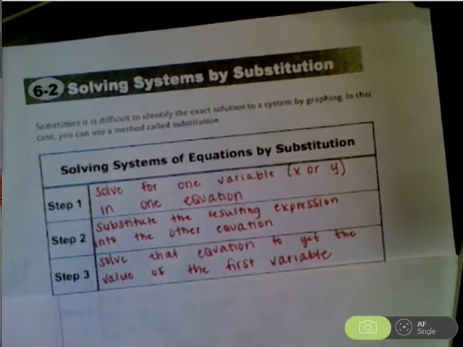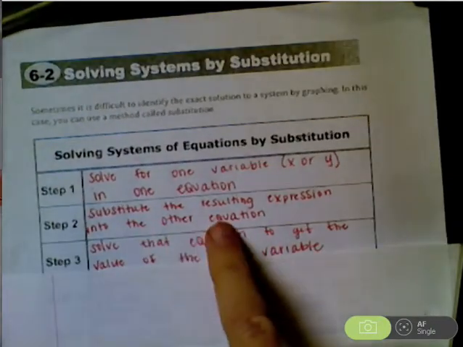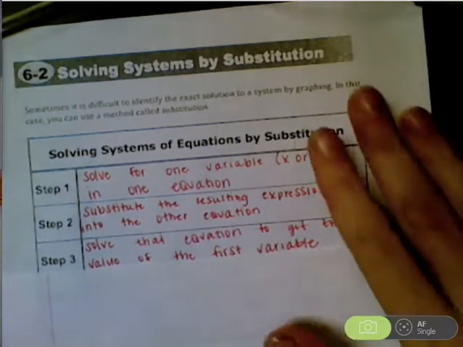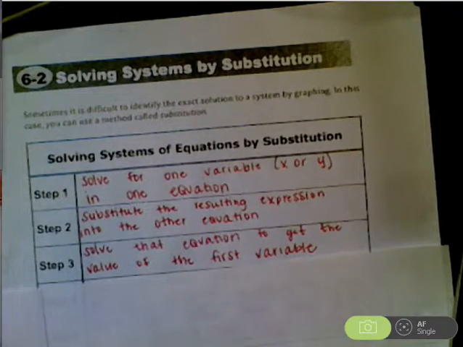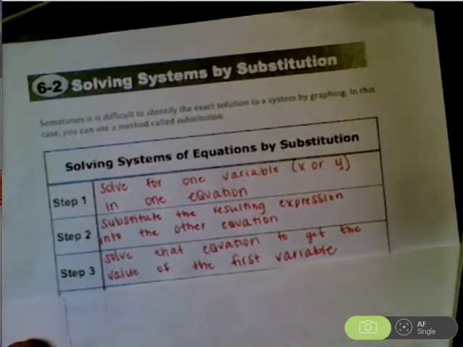What's the last word? Into the other equation. Step 3 is to solve that equation to get the value of the first variable.